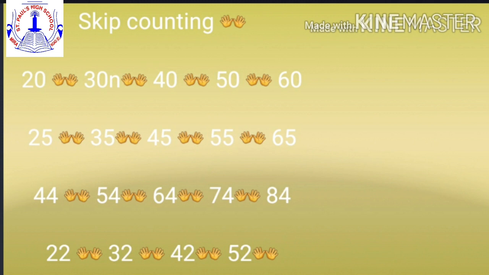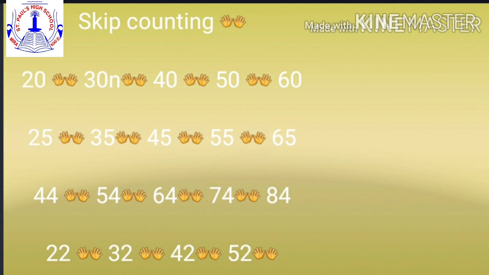How? 2 in the ones place you will write as it is, and after 3 which number will come? 4. So you will write 4 below tens place, and your number will become 42. Then after 42 in skip counting which number will come as your answer?